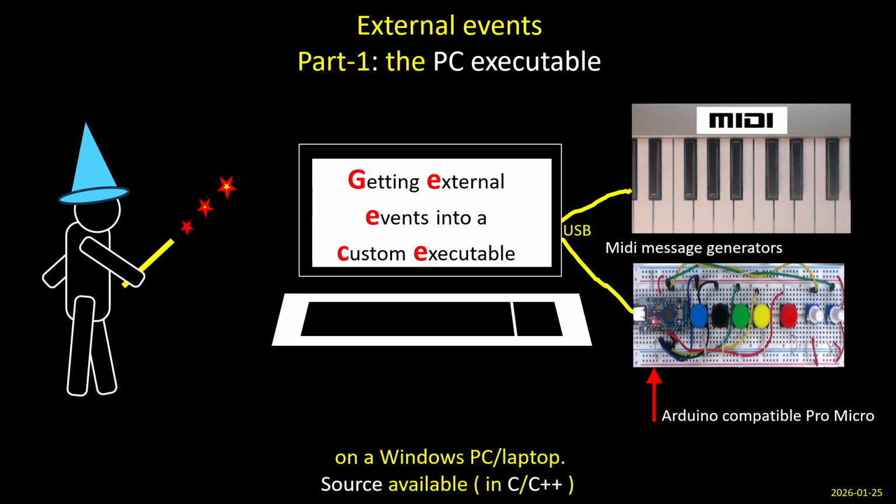An external device monitors the state of a set of switches and reports changes as MIDI messages over a standard USB protocol. The operating system reads the MIDI messages and passes them to an event handler in the program. This video focuses on the event handling in the PC program. A second video will focus on the external device that monitors the switches and communicates changes to the PC operating system.